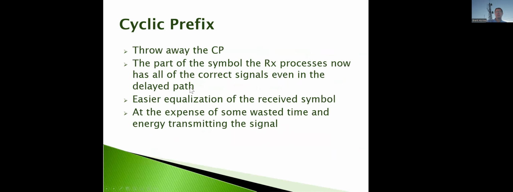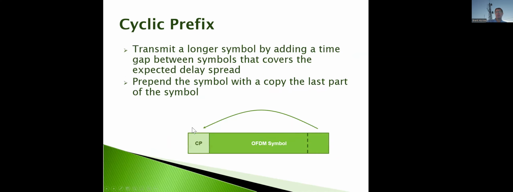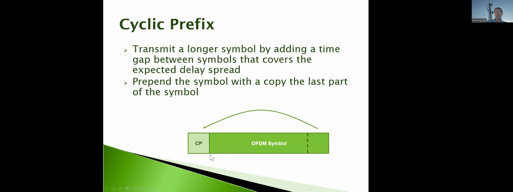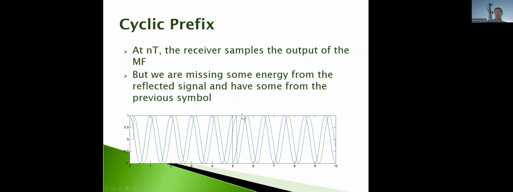So let's do this. And there's an expense of wasting time and energy transmitting the cyclic prefix, right? We're not going to use it. So we're taking up time when we could be sending actual data, and it's costing us electrical energy to send it. So there's a cost of doing it, but it's overcome by cleaning up that signal and having a better result when we're focusing on this. And again, that's because of this discontinuity.